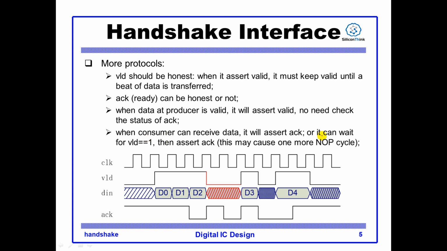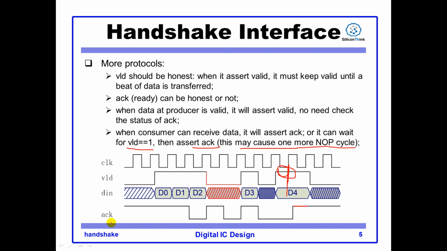For the consumer, it's also acceptable to assert ACK high when valid is active. That is the waveform here. The consumer can assert ACK high when it has detected that valid is high. So block B asserts the ACK signal. This is also acceptable, but this may cause one more wait cycle. For example, in this cycle, there is no data transfer.